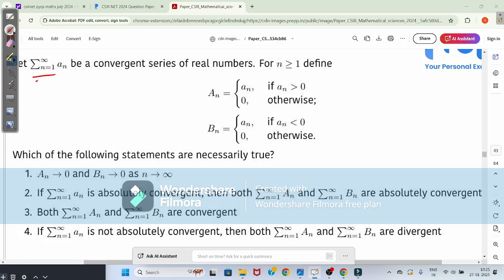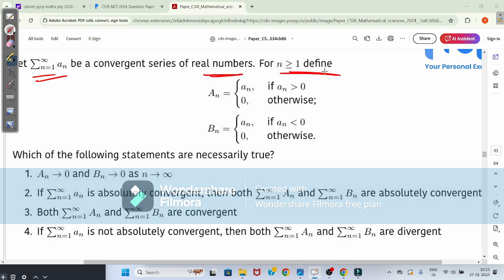Given, let a_n be a convergent series of real numbers for n greater than or equal to 1. Defined. So this is the value of a_n and this is the value of b_n which has been given here. As a_n tends to 0, b_n tends to 0 as n tends to infinity. So consider, when you apply the limit as n tends to infinity, this a_n value becomes 0.